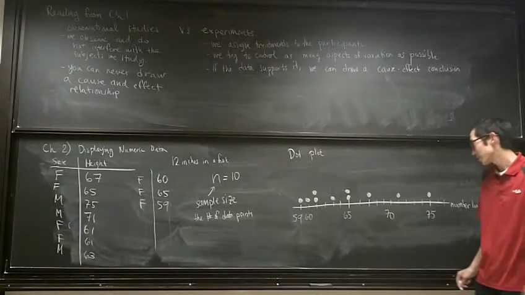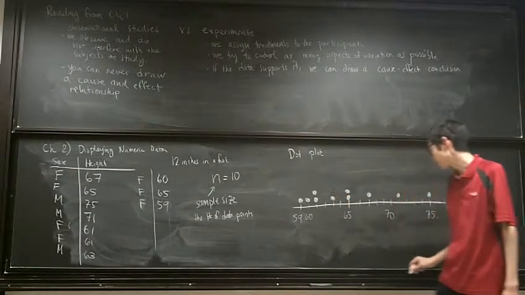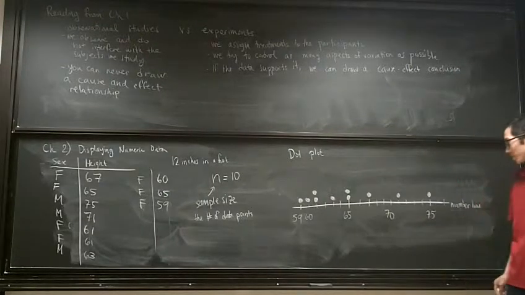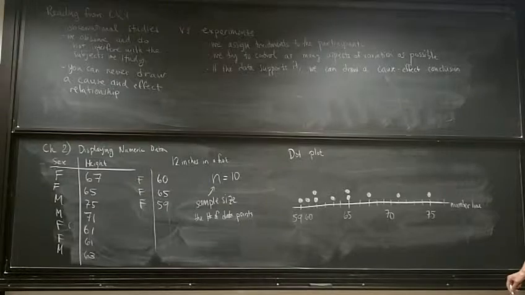Whatever, the males didn't volunteer their information as readily as the females did. Who knows? Alright, and so this is what our data looks like. This is a dot plot.